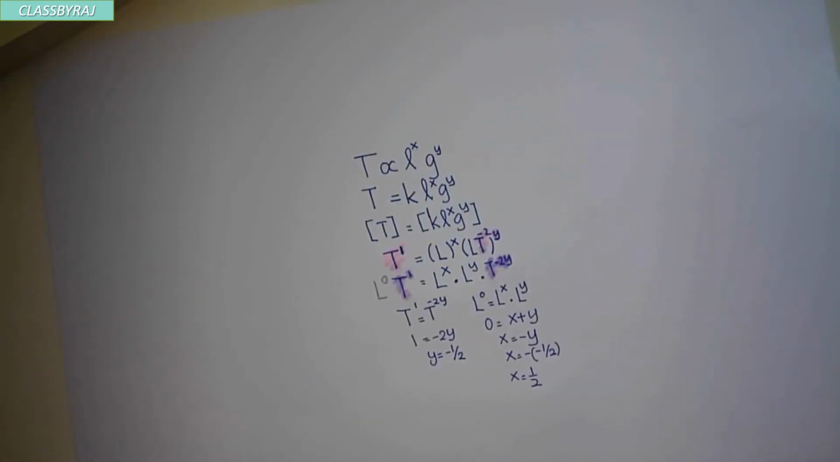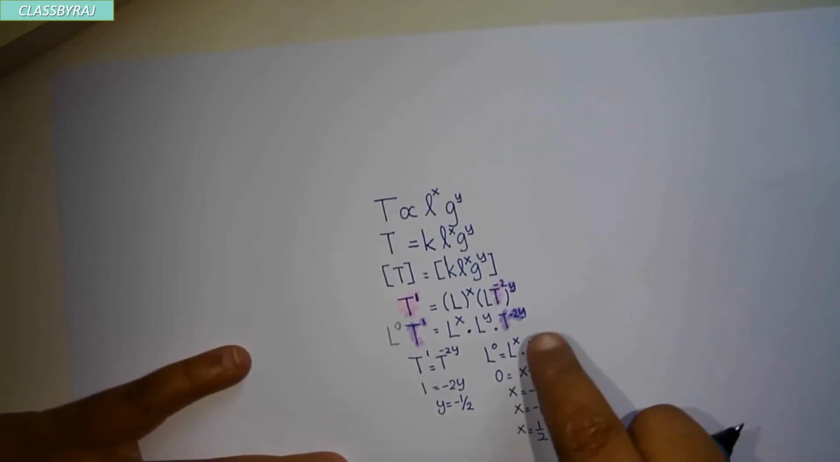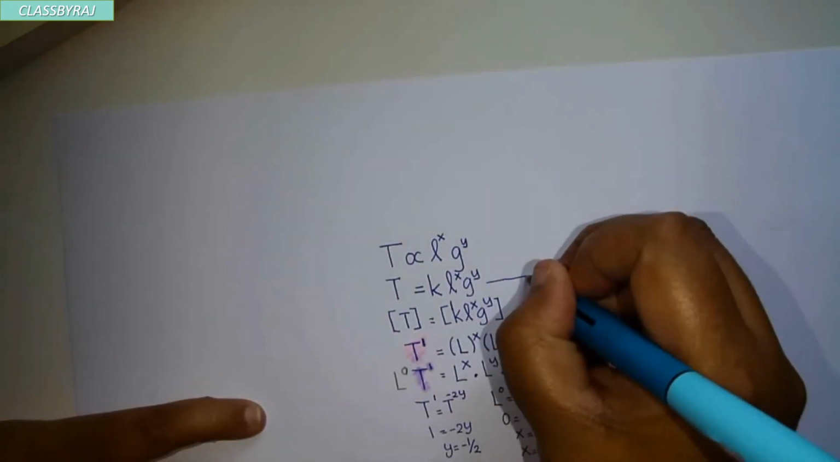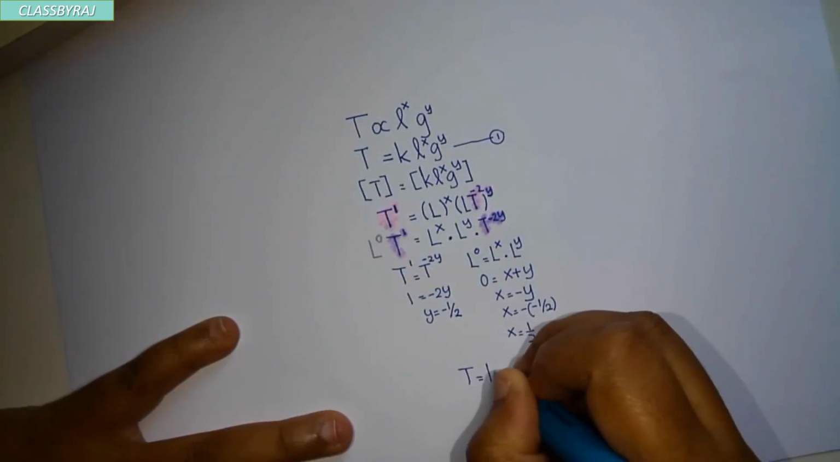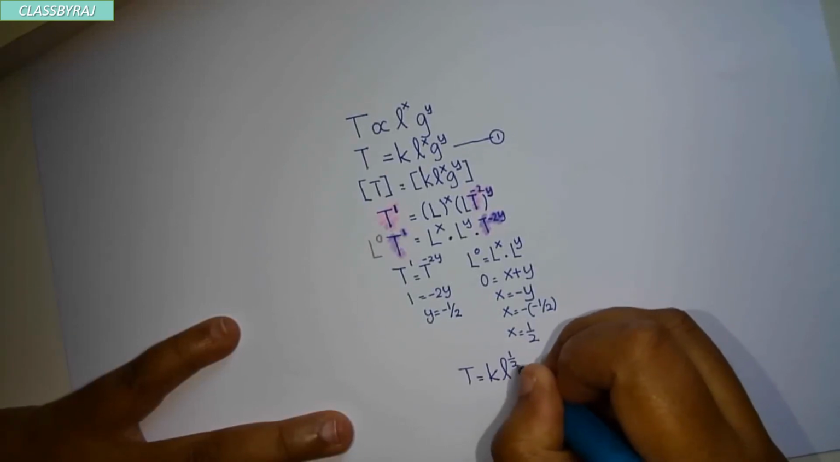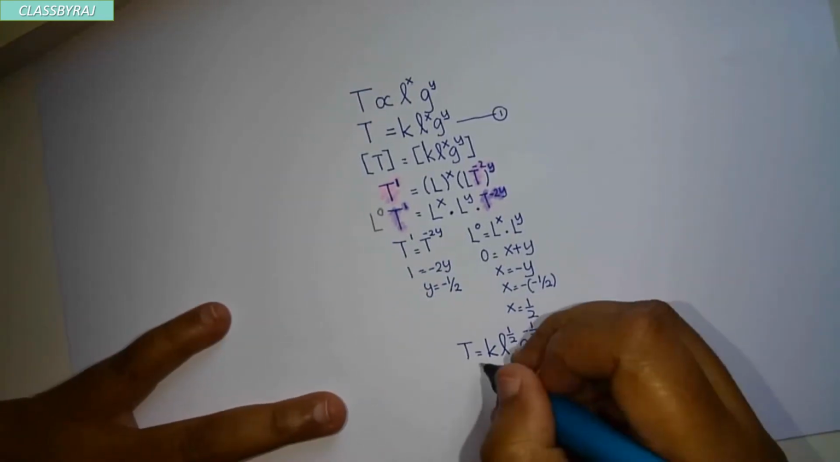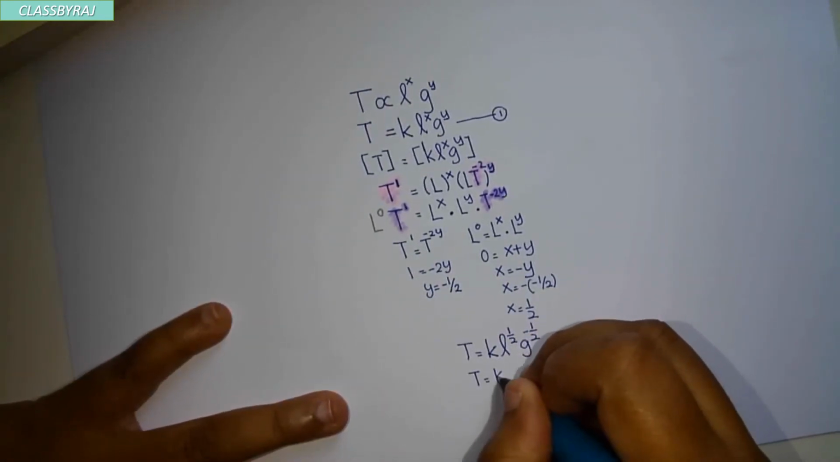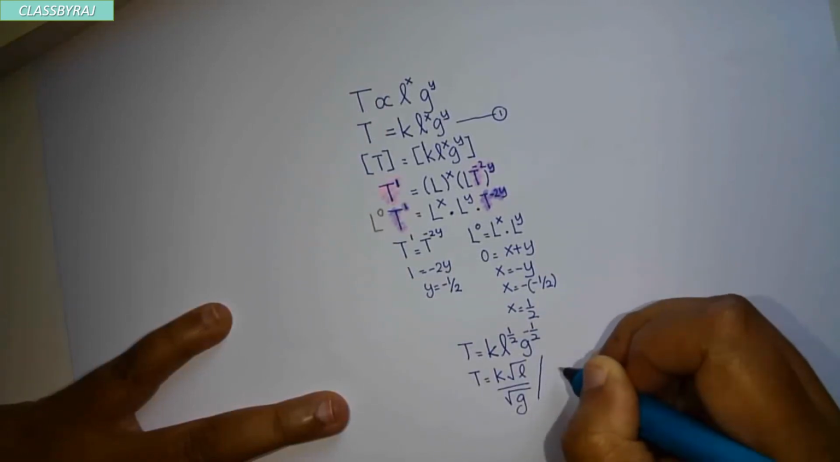We haven't finished yet. Our mission is to construct the equation, so we haven't constructed it yet. So what we do is we bring our answers back to the first equation here. T equals k, a dimensionless constant, L^x where x is half, g^y where y is negative half. And I can rearrange it like this, or I can rearrange it like this.